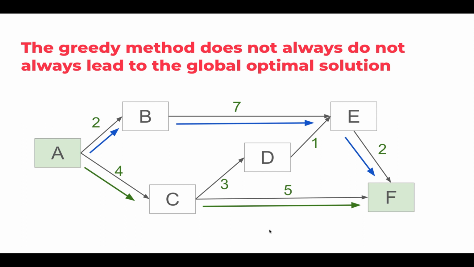Let me just stress this point even more. Even if we were looking for distances between C and F, you can see that the best solution is to just take the route of distance 5 and go directly from C to F.